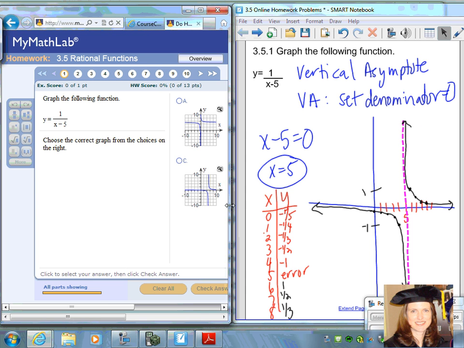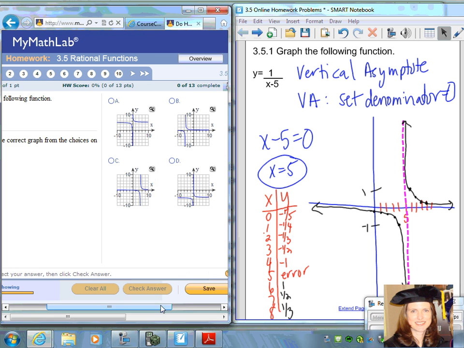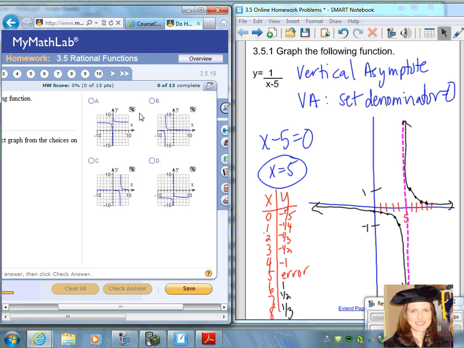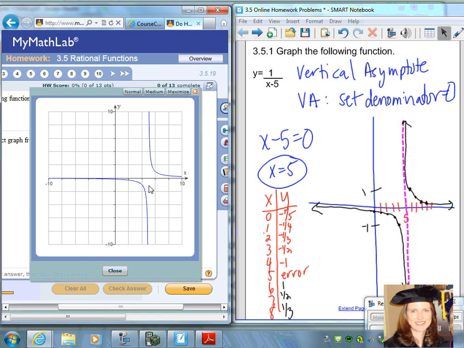So if you look at the choices here, it looks like choice C, where at positive 5 you see a break in the graph. At 5 on the x-axis you don't actually see the dotted vertical line here. I draw it when I do it by hand because it's kind of like a guideline. It's going to approach, it's going to get closer and closer.